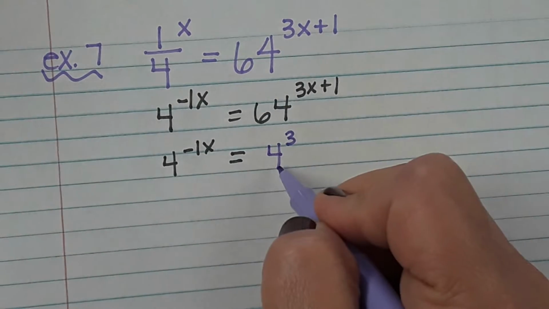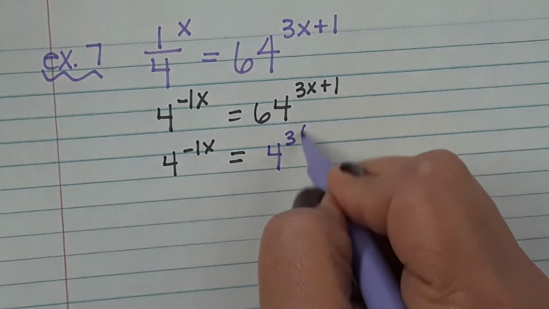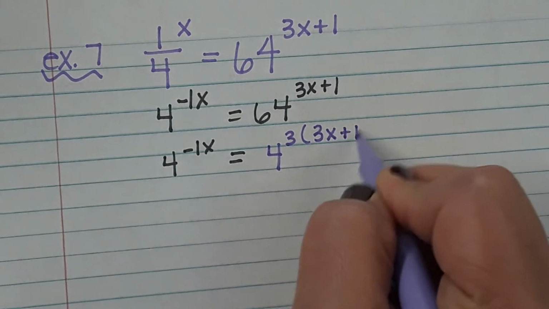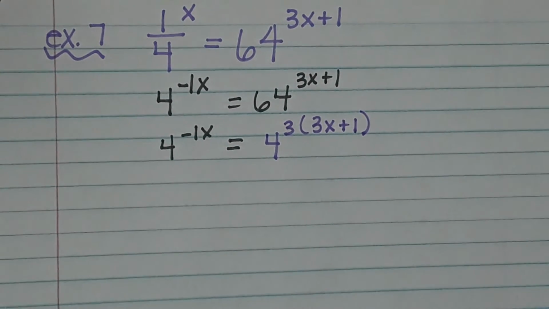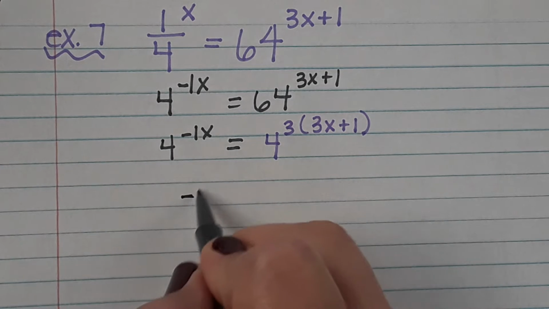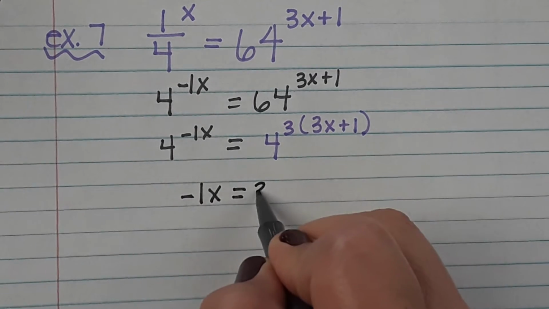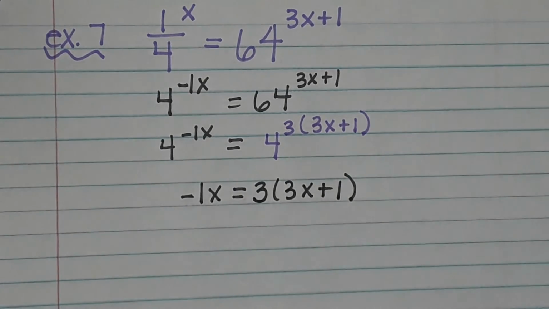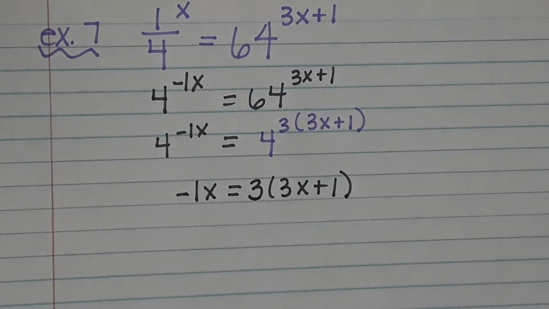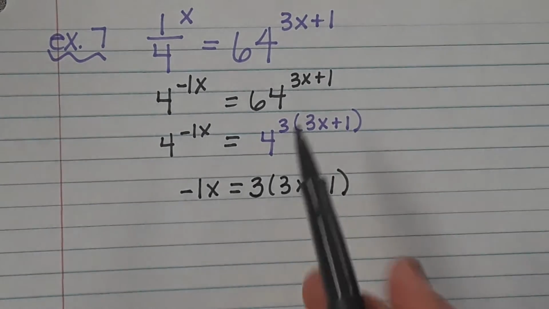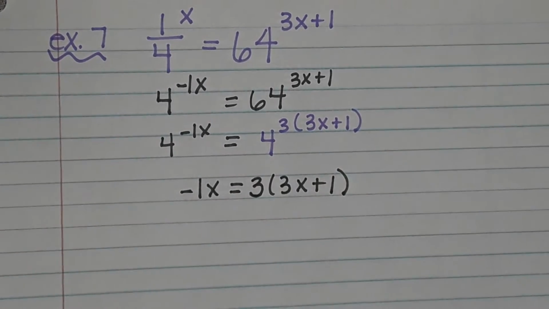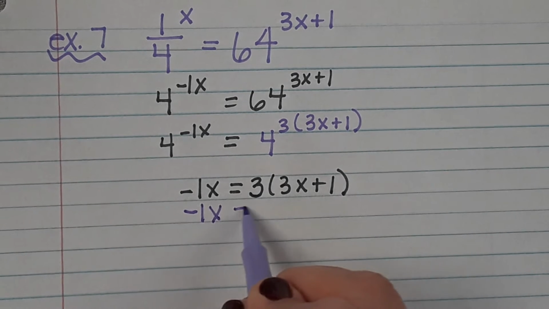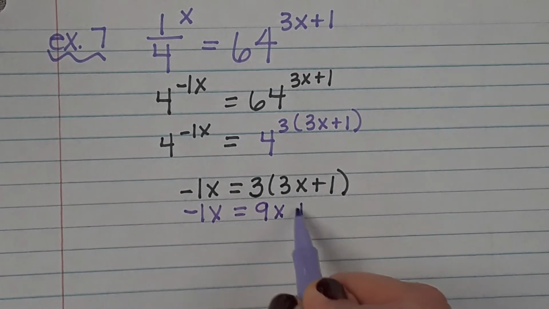So that 64 is rewritten as 4 to the third power, but I still have that exponent that's in there, so I need to include it. And now the bases are the same, and I can bring them down. So I would have negative 1x equals 3 times 3x plus 1. Negative 1x will stay.